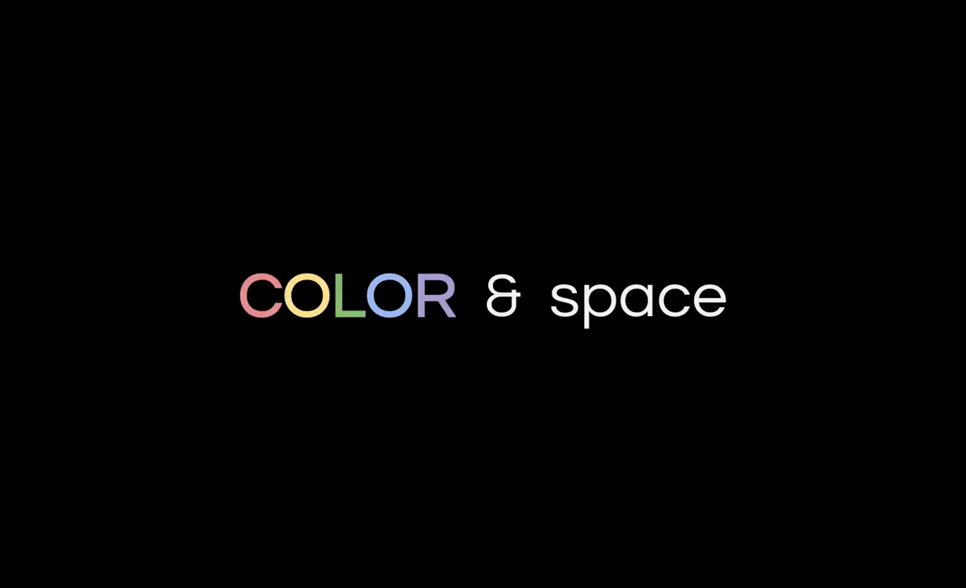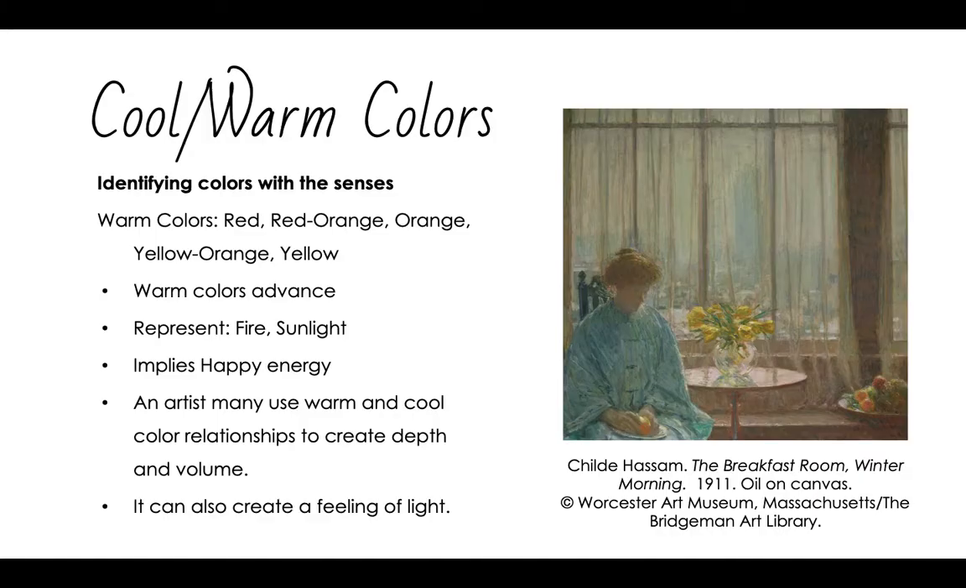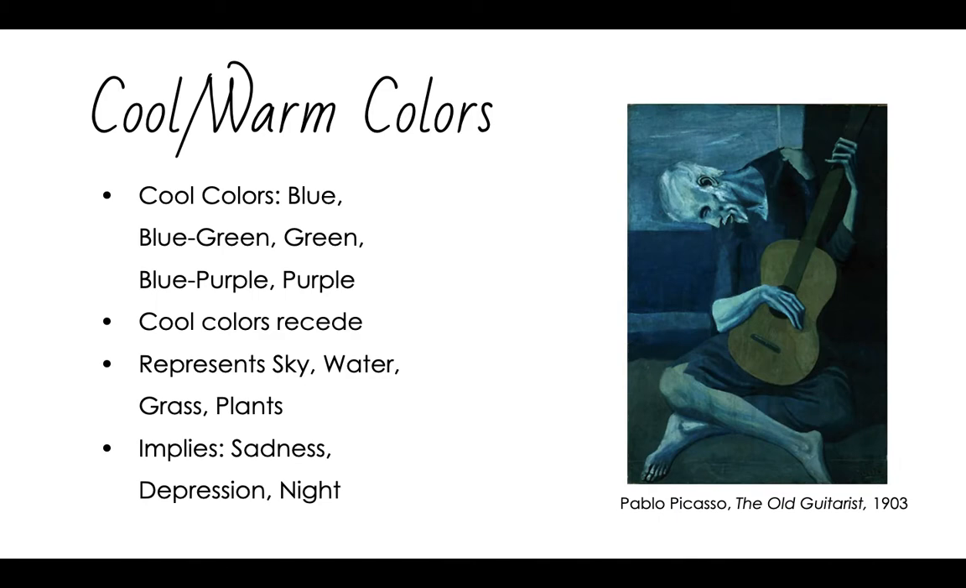How do artists use color to create space? In this painting by Hassam, you can see the flowers on the table in the center of the composition come forward in the composition because they are warmer than the space surrounding and behind them. Warm colors advance inside of a picture plane. By contrast, cool colors tend to recede.